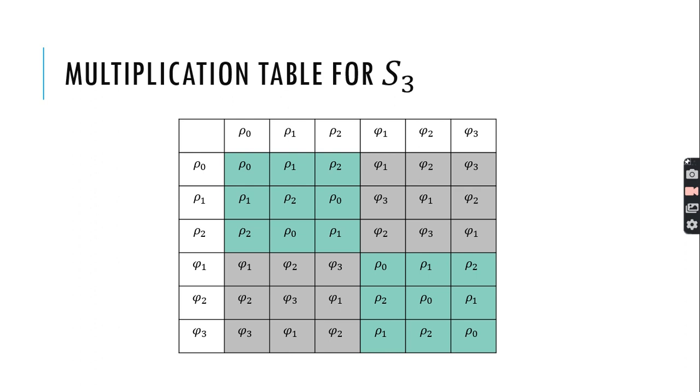Here's the multiplication table for S sub 3. Take note that the multiplication table is symmetrical. The green cells match with the green cells on the other side. Same with the gray.